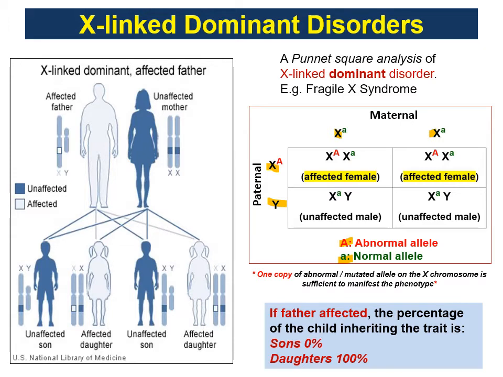The father is affected, therefore, we assign an abnormal allele on the X chromosome for the father. The mother is unaffected, therefore, the genotype for the mother is homozygous with a small a. When an affected father marries an unaffected mother, the father will pass the abnormal allele on the X chromosome to his daughters and the Y chromosome to his son. Therefore, the probability of their offspring inheriting the disorder is 0% for sons and 100% for daughters.